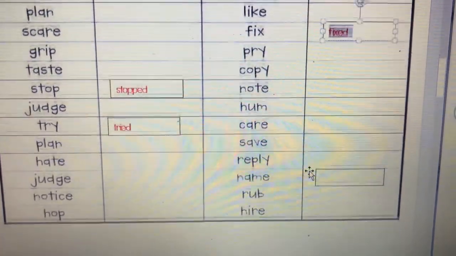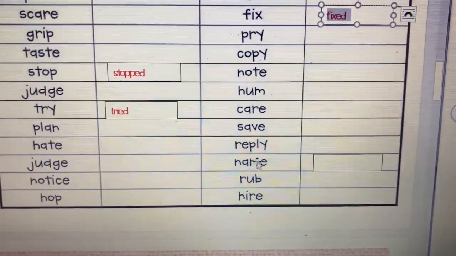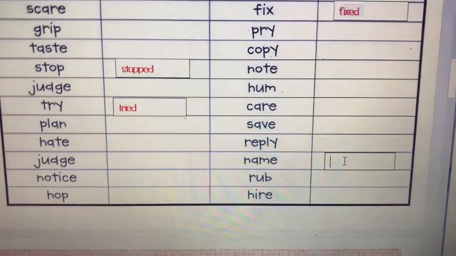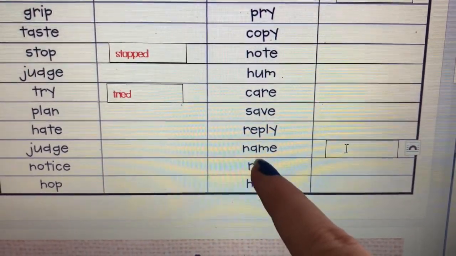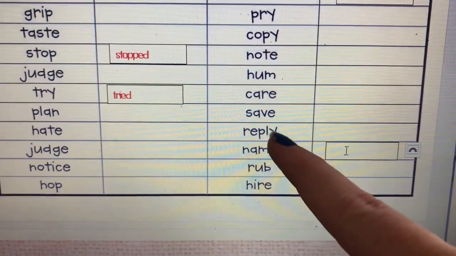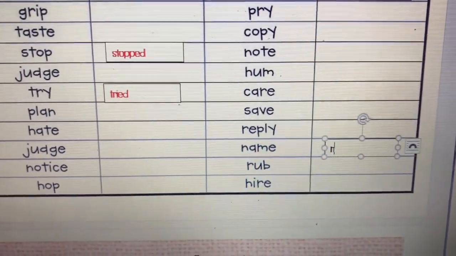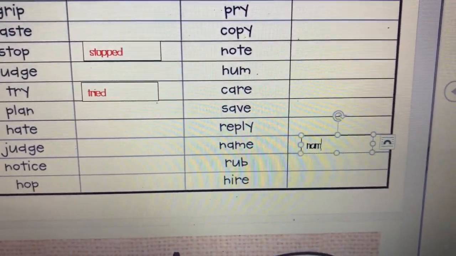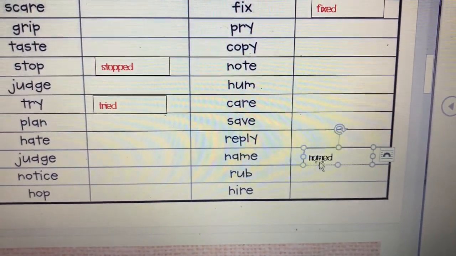And here's the last example I'm going to do. We have the word name. It doesn't end in a vowel and then a consonant. There's just an E at the end. So I'm going to pretend the E isn't there. And I'm just going to add an ED. And it becomes named.